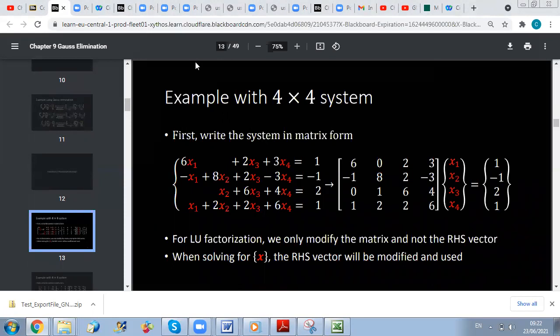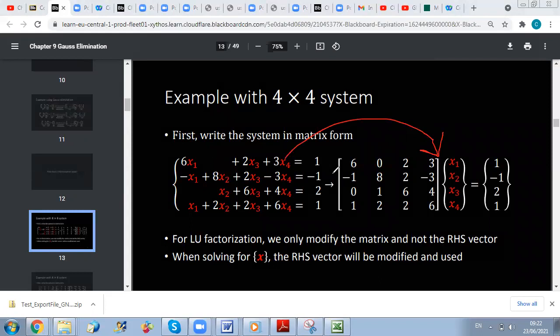If you remember, the first step was to change the form of this system to matrix form. So now matrix A will be constituted by the coefficients multiplying x. The first column will be formed by the coefficients multiplying x1, which are 6, minus 1, 0, 1. The column here is the one multiplying x2, so 0, 8, 1, 2. For the third column, it's 2, 2, 6, 2. And for the last one, it's 3, minus 3, 4, 6. Now, this is my matrix A and this is my vector B.